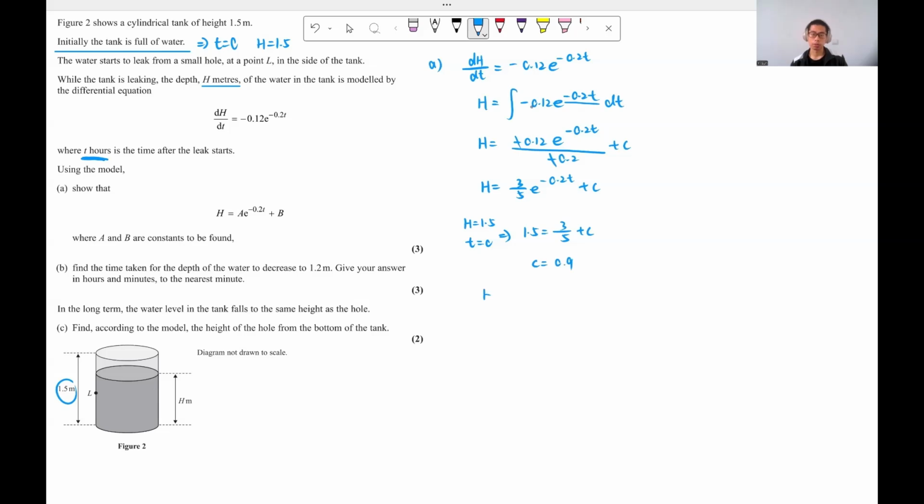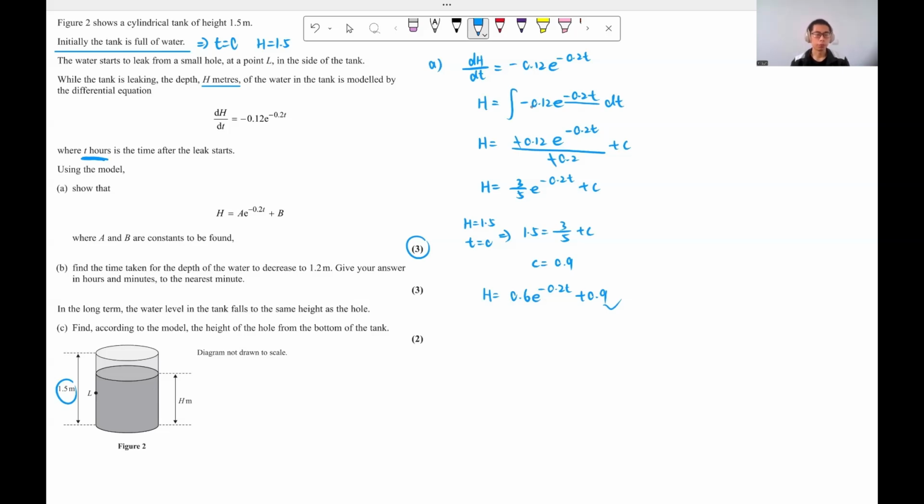So then h equals 3/5, which is 0.6. Let me just change it all into decimals. So 0.6 e to the power negative 0.2t, and then plus c, which is 0.9. Then that'll be the final answer for part (a). It's only 3 marks.